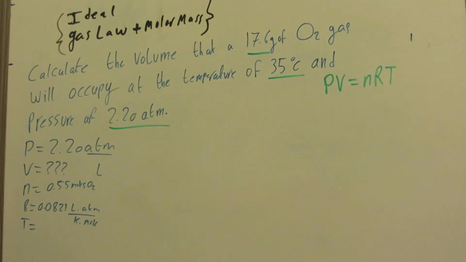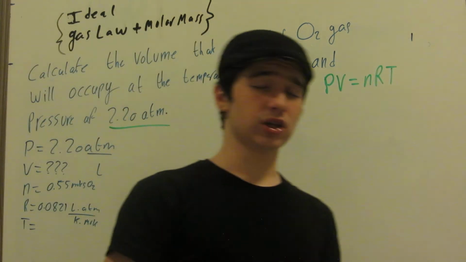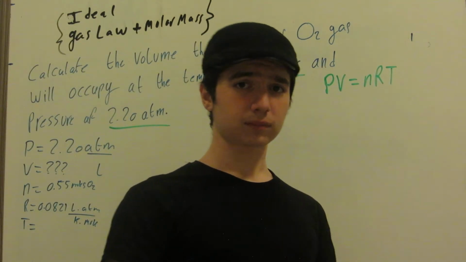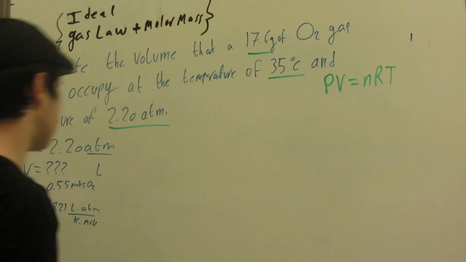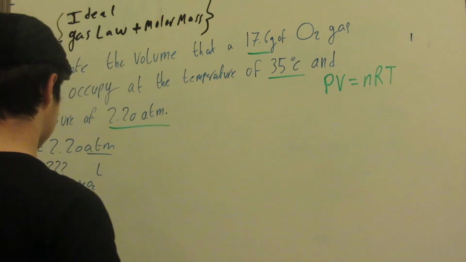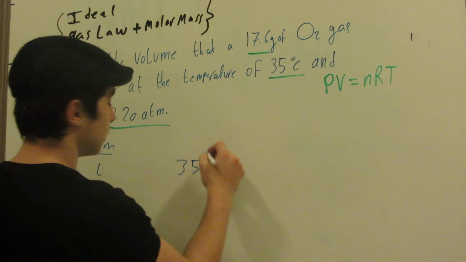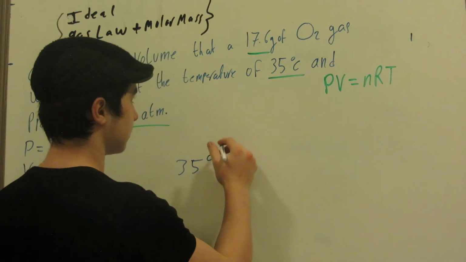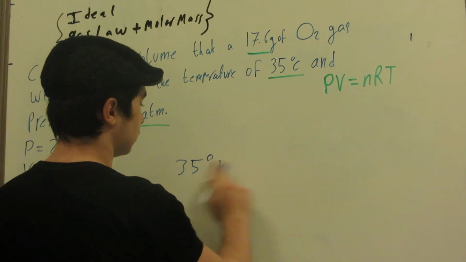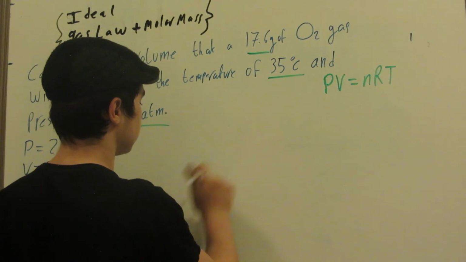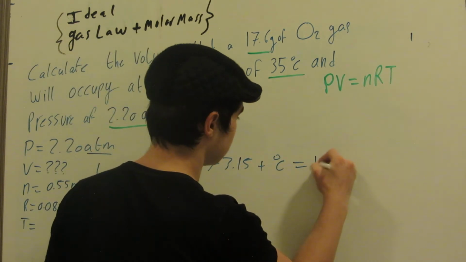Alright, so temperature. Temperature is given as 35 Celsius. But is that accepted? Well, no. In Charles' law, we learned that temperature must be in Kelvin. In all the gas laws in chemistry, we need to put the temperature in Kelvin. I was about to say Fahrenheit. So we use the small equation, which is 273.15 plus Celsius equals Kelvin.